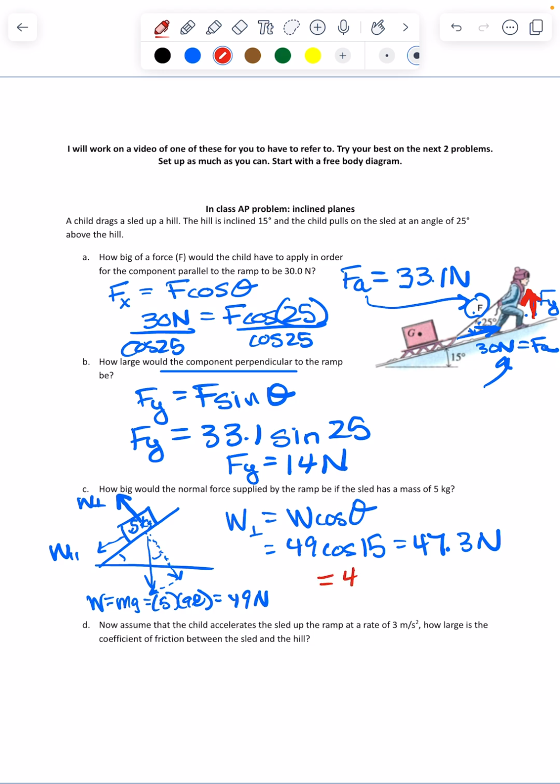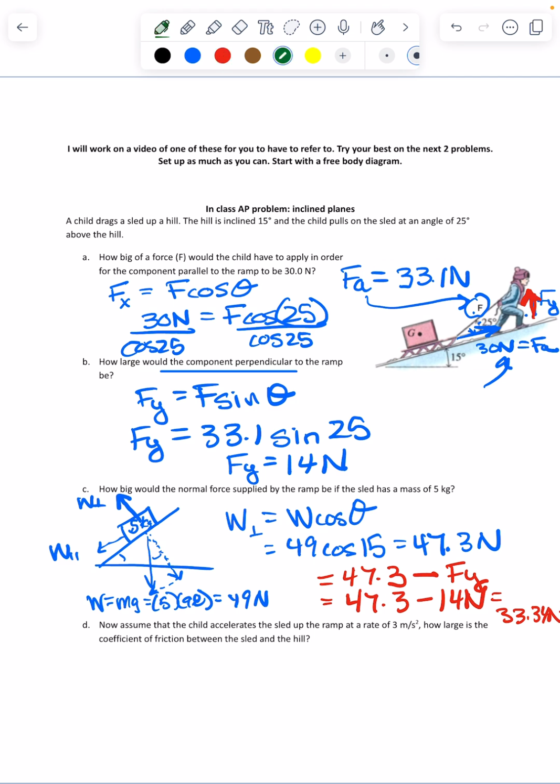It's going to be 47.3 newtons minus that little bit that he was pulling up off the ramp, which we just got above. So the actual normal force provided by the ramp is going to be 47.3 minus 14 newtons, and that's going to equal 33.34 newtons.